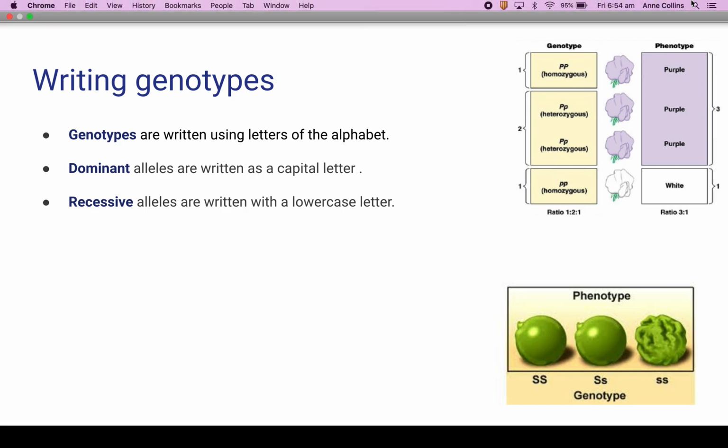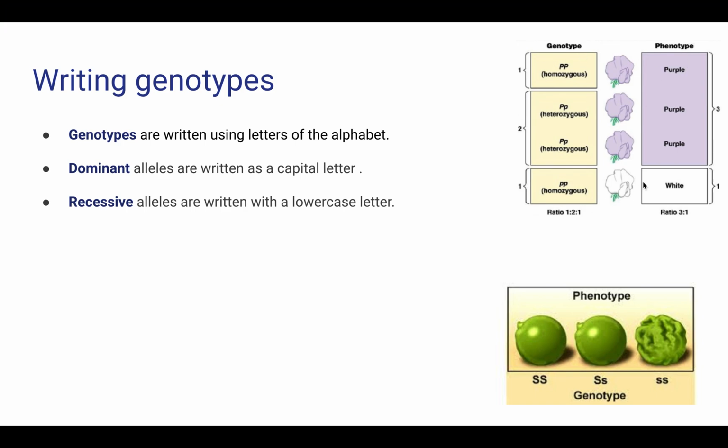So if we have a look at the examples here, here's flower colour in pea plants, and they can be either purple or they can be white. Purple is dominant over white. So the capital P represents purple. This one is homozygous, big P, and that's how we say it. These two are heterozygous, big P, little p, big P, little p. And homozygous white is little p, little p.